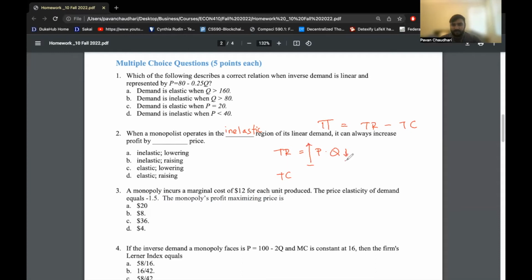So what's going to happen overall? Well, we have one big arrow, one small arrow. The big arrow is going to win out at the end of the day. So the up arrow is going to win, right? So total revenue is going to go up. And what happens when quantity goes down? Well, as I mentioned just now, when quantity goes down, total cost goes down.